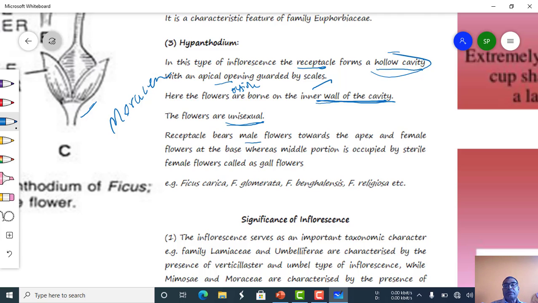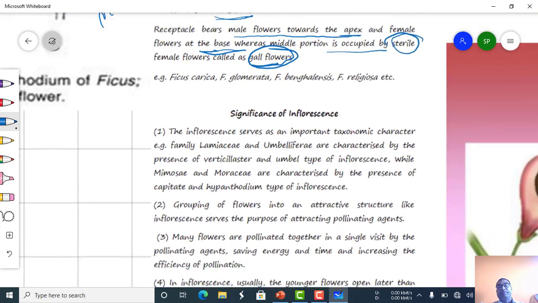Male flowers are towards the apex, female flowers towards the base, while the middle portion is occupied by sterile flowers, and the sterile flowers are called gall flowers. Ficus carica, Ficus glomerata, Ficus bengalensis, Ficus religiosa, these are examples of the hypanthodium type of inflorescence, and particularly they are present in family Moraceae.